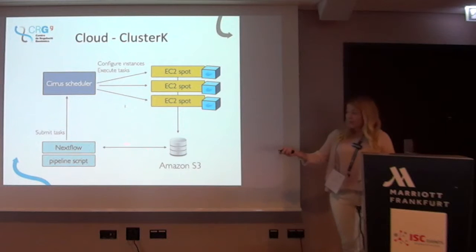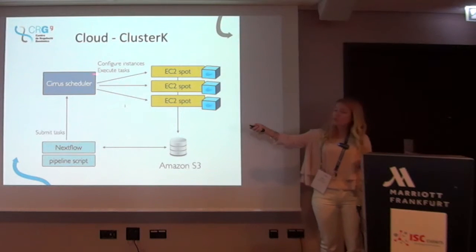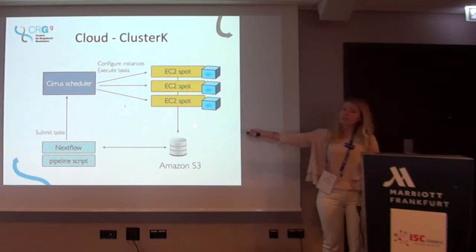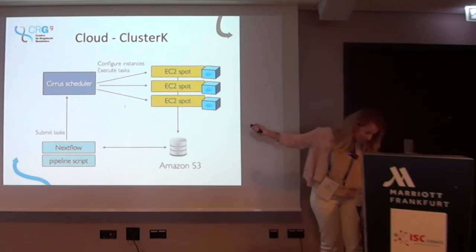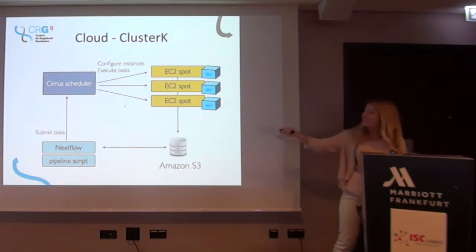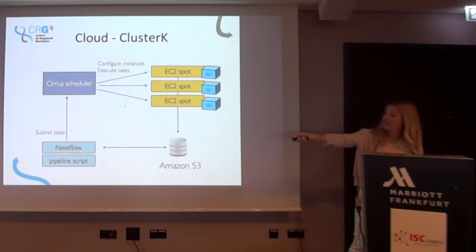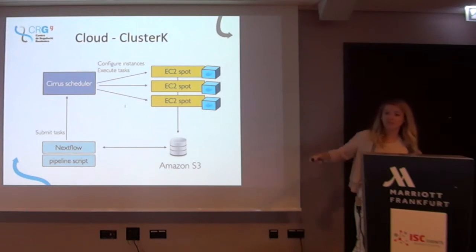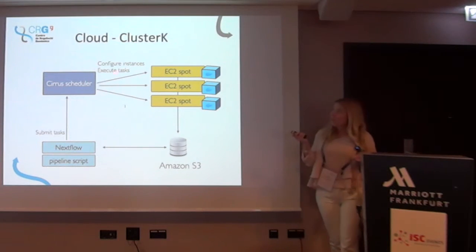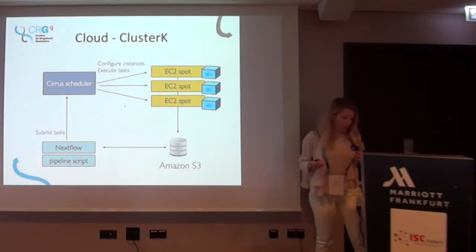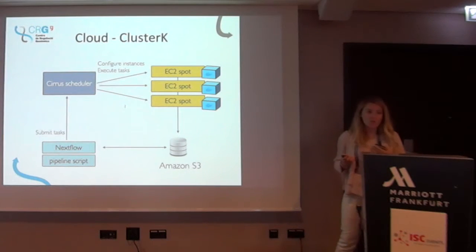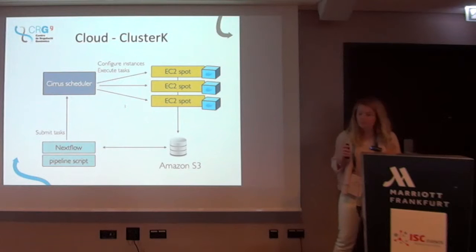So again, you have Nextflow, but this time you need a scheduler that will instantiate the spawn instances. Then Nextflow will start the Dockers on these host instances. So here I'm showing Cluster K. Why Cluster K? I don't know how familiar you are with Amazon. Okay, so Cluster K is a company.